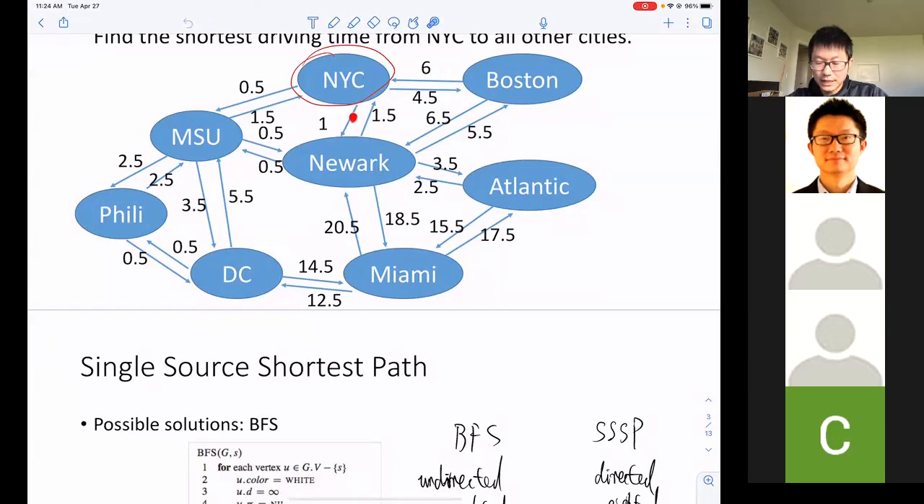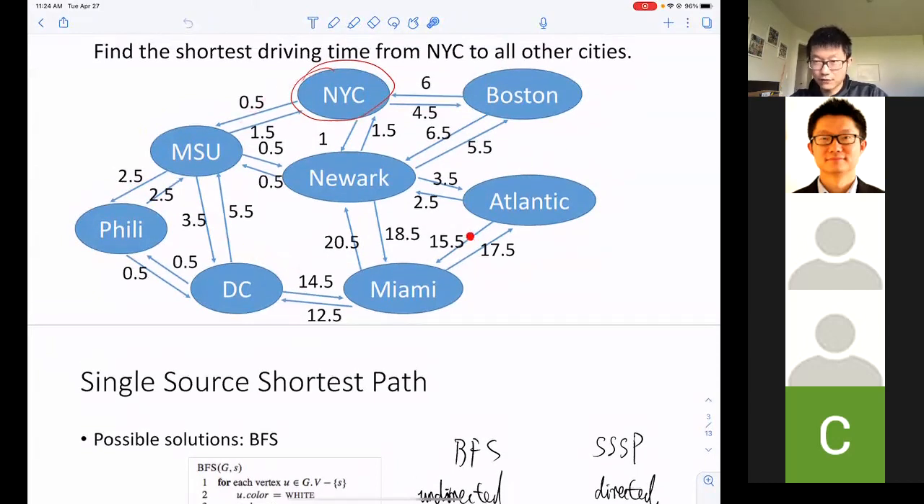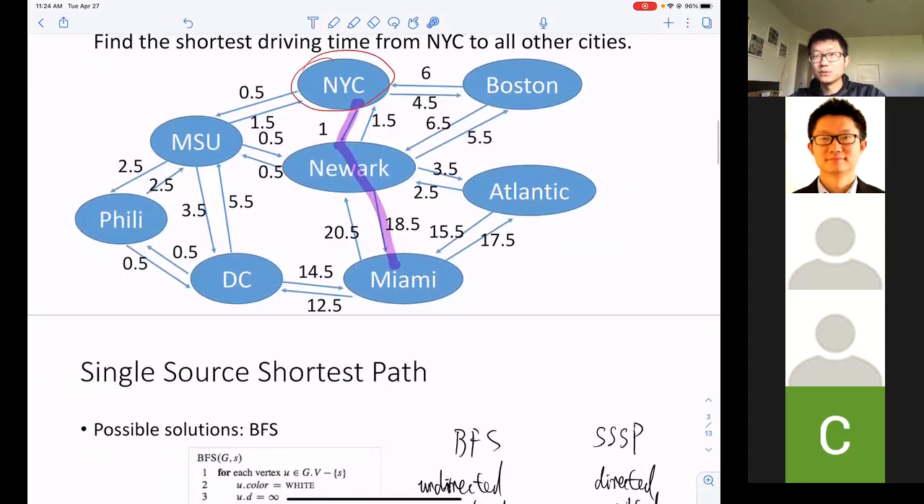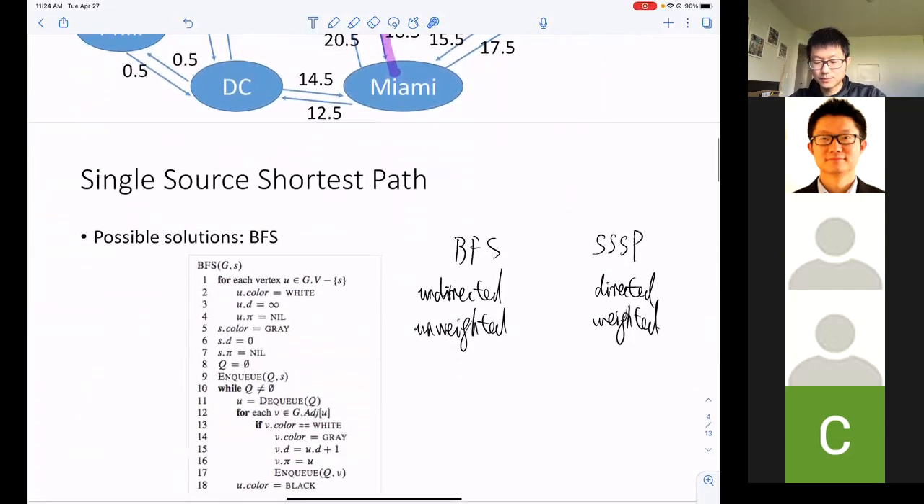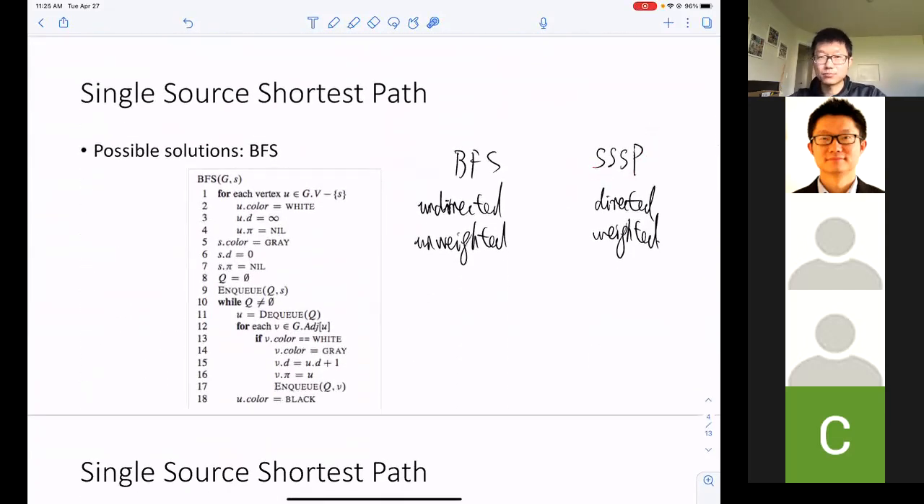Okay, so if we apply BFS to this input graph, do you know what it will output? It will say the minimum distance from New York to Miami is 2. That 2 comes from this road. This route takes 2 hops, but it does not consider the specific amount of hours that we spend on the roads. So that's why we cannot use BFS to solve the single source shortest path problem.